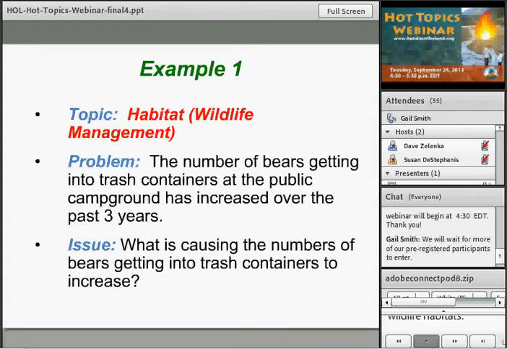It's a bear habitat. The problem is we have a number of bears getting into trash containers, and that population of bears has been increasing the past 3 years, getting into this campground. And the issue, formed as a question, or stated as a question, is what is causing the number of bears getting into the trash containers?